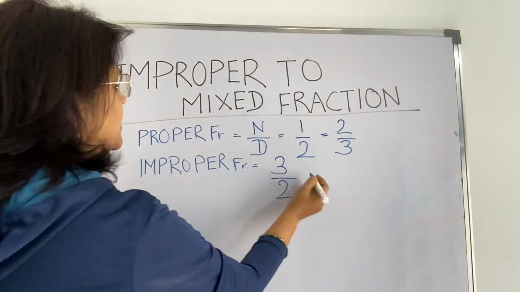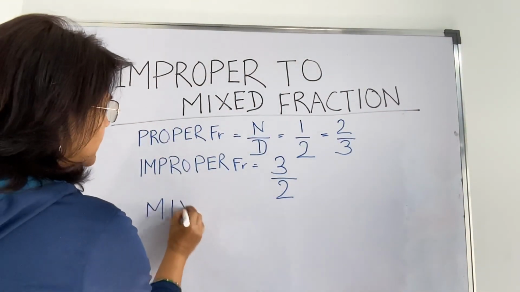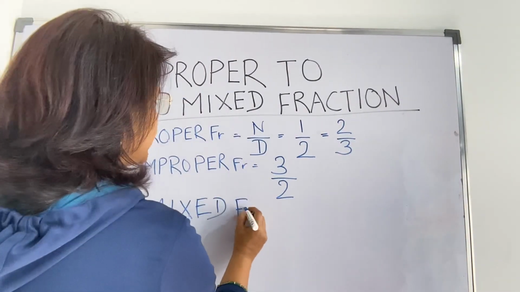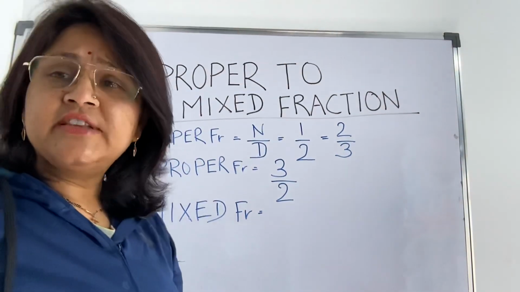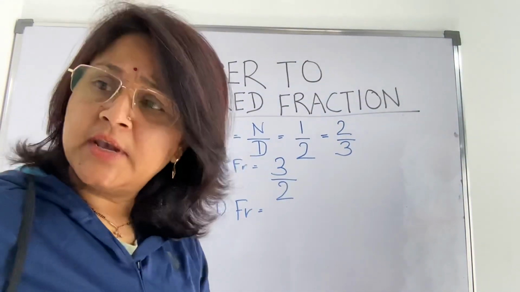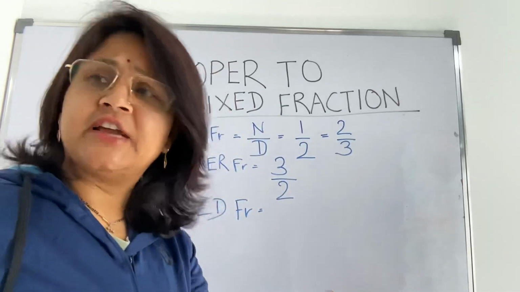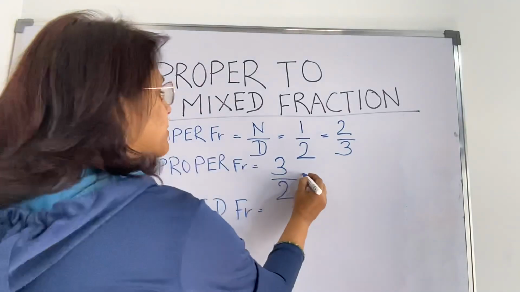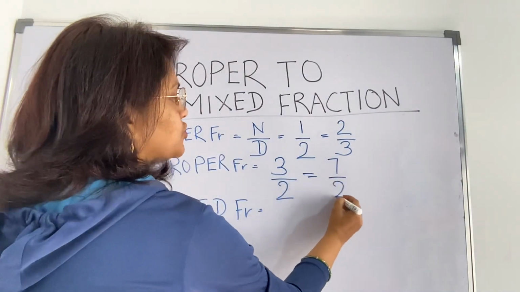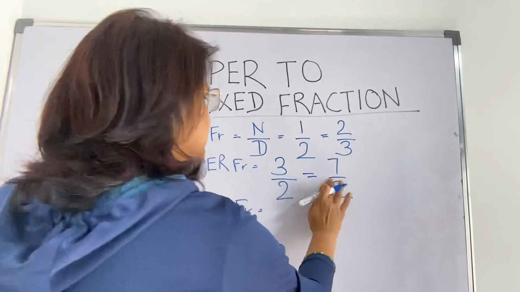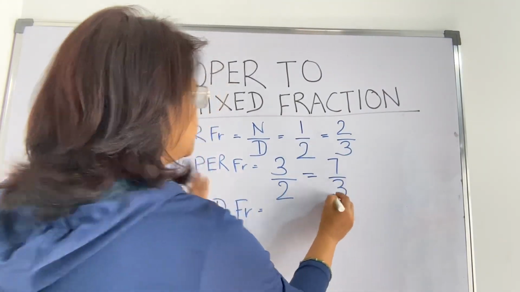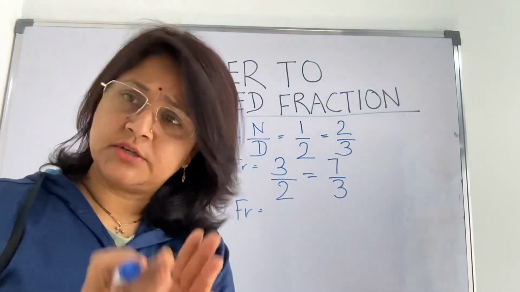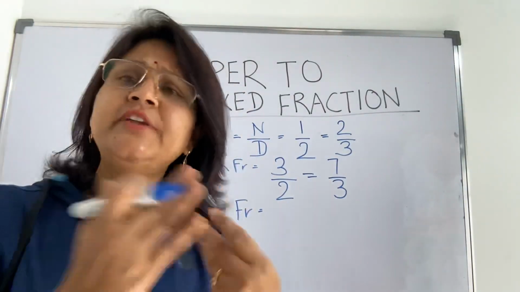Now, what do we say about the mixed fraction? Just one thing you will have to keep in mind: a mixed fraction always has a whole number first, and after that a proper fraction. Now let's see, I'm writing this fraction as 7 by 3. This is an improper fraction. Now, how do we convert the improper fraction to a mixed fraction?